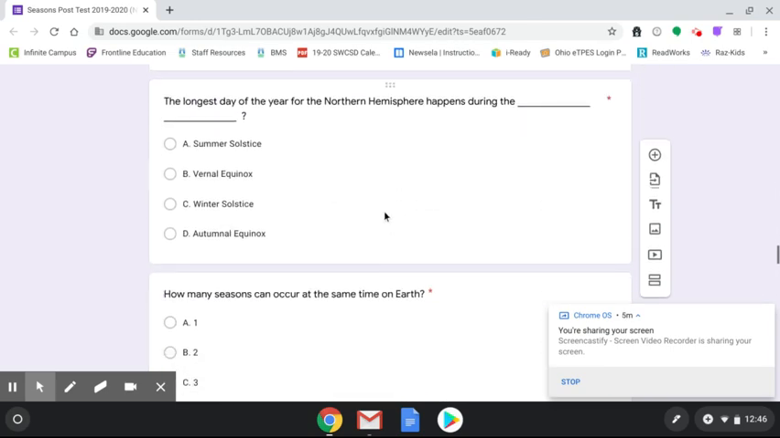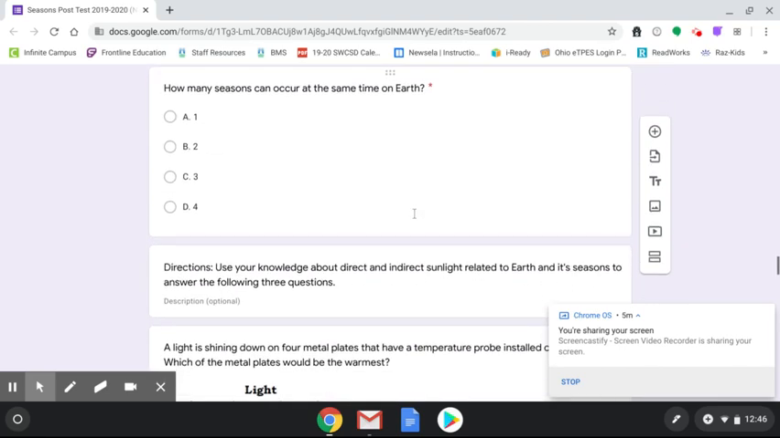The longest day of the year for the northern hemisphere happens during the, is it summer solstice, vernal equinox, winter solstice, or autumnal equinox? Which one of these gives us the longest day of the year in the northern hemisphere? How many seasons can occur at the same time on Earth? 1, 2, 3, or 4?